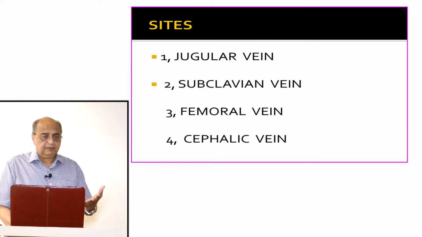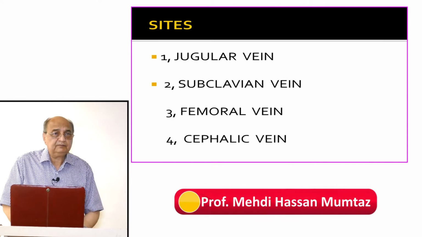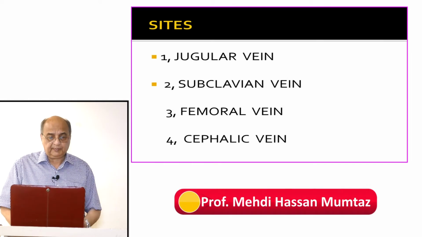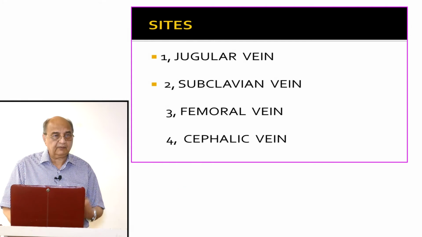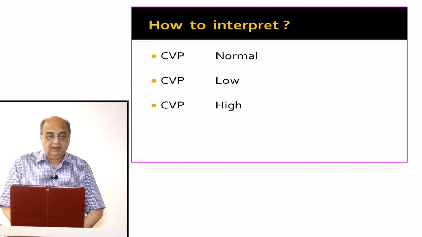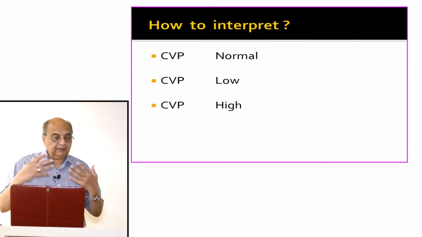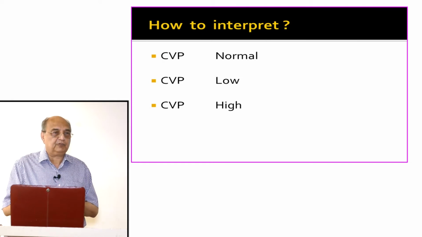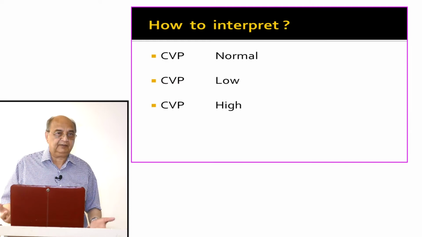Now, the sites usually used: the internal jugular vein, subclavian vein, femoral vein, cephalic vein. These are commonly used. Right. Now, there can be three possibilities of central venous pressure: central venous pressure normal, central venous pressure low, central venous pressure high.